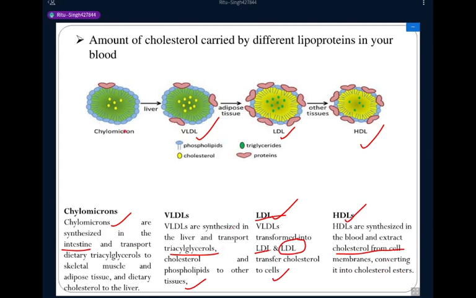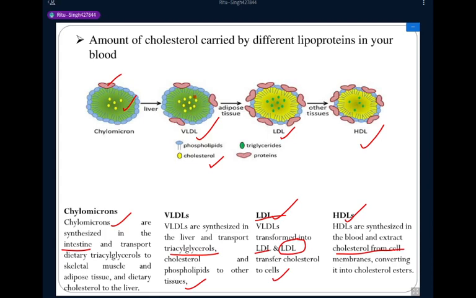So in the structure of chylomicron, the yellow dots represent the cholesterol, and the blue area represents the phospholipids. In the chylomicron structure a small amount of cholesterol is present, covered by the phospholipid membrane. And this represents the proteins.